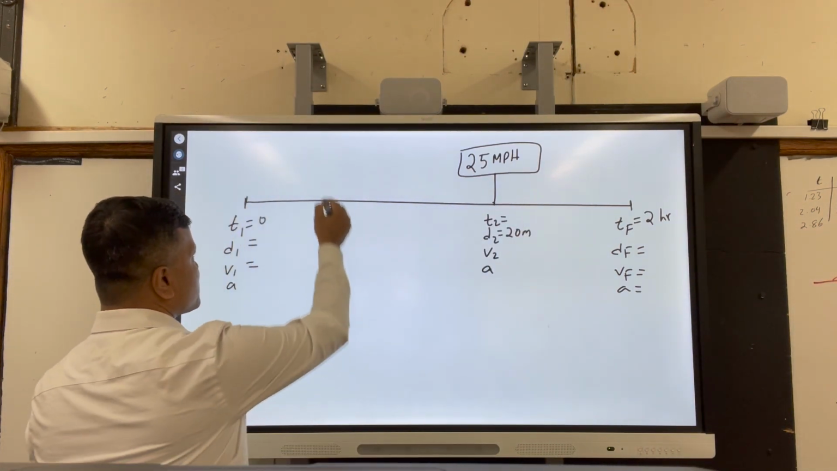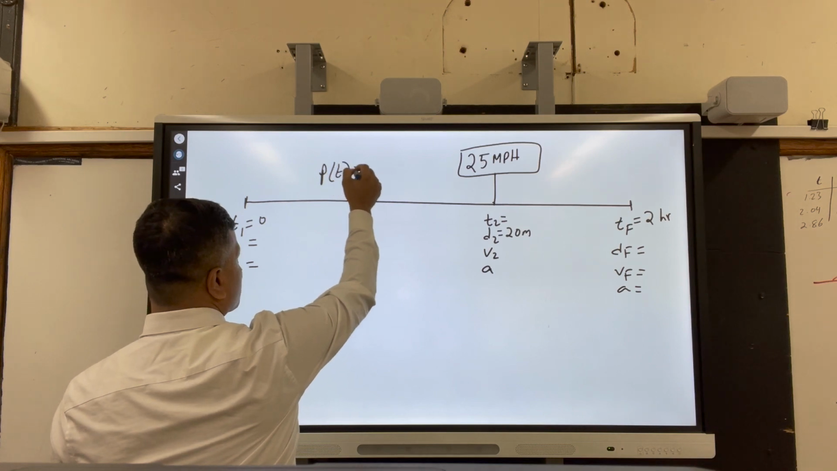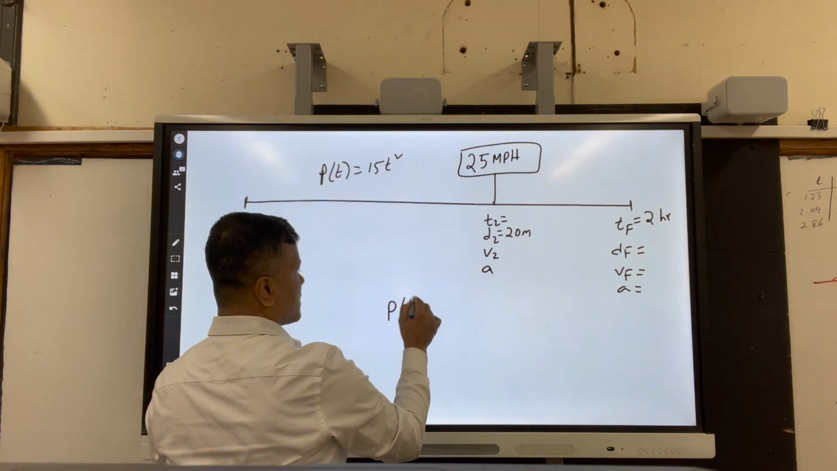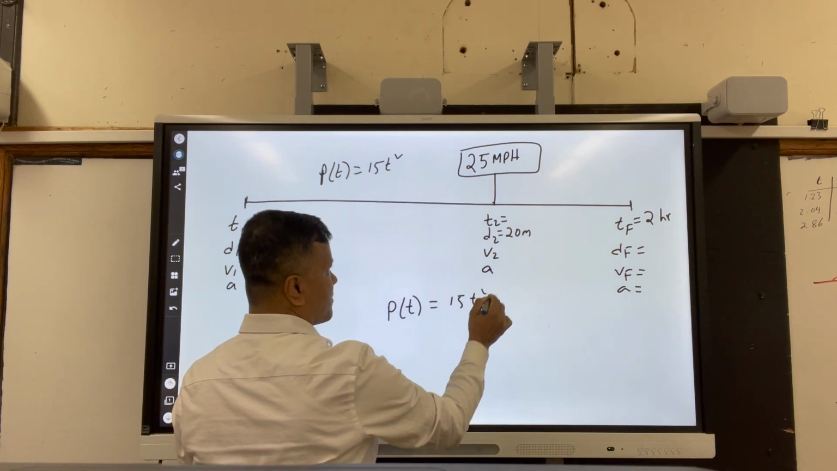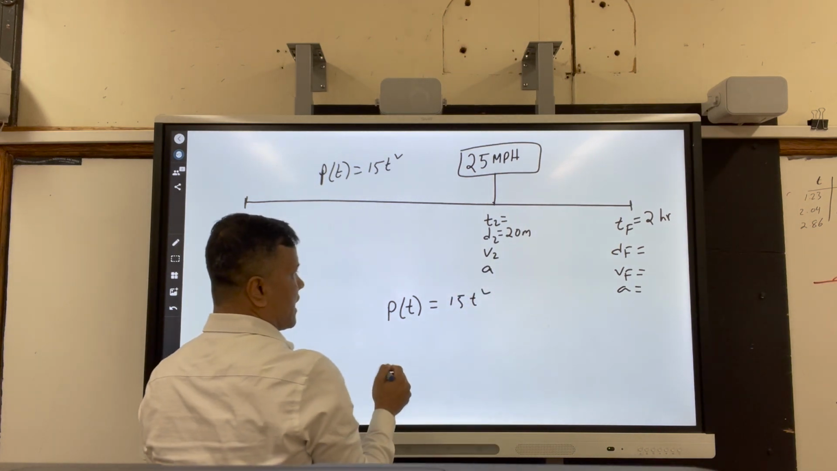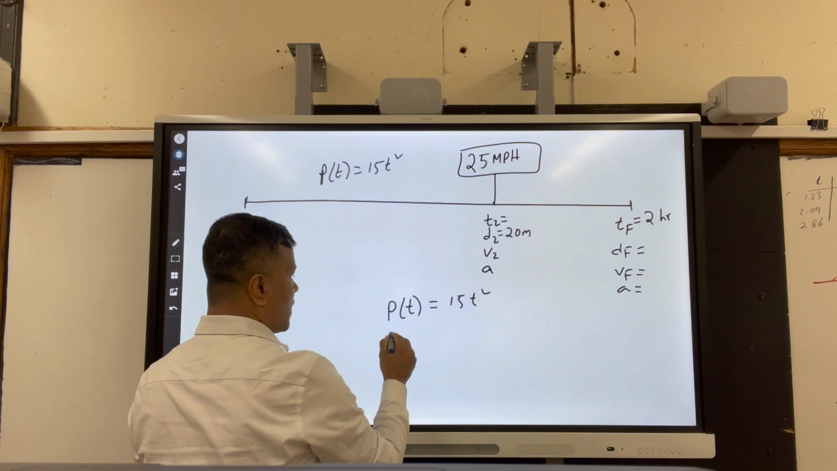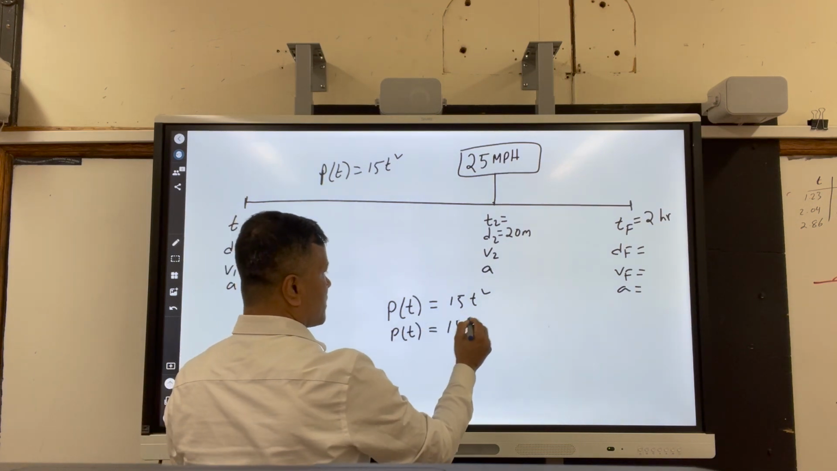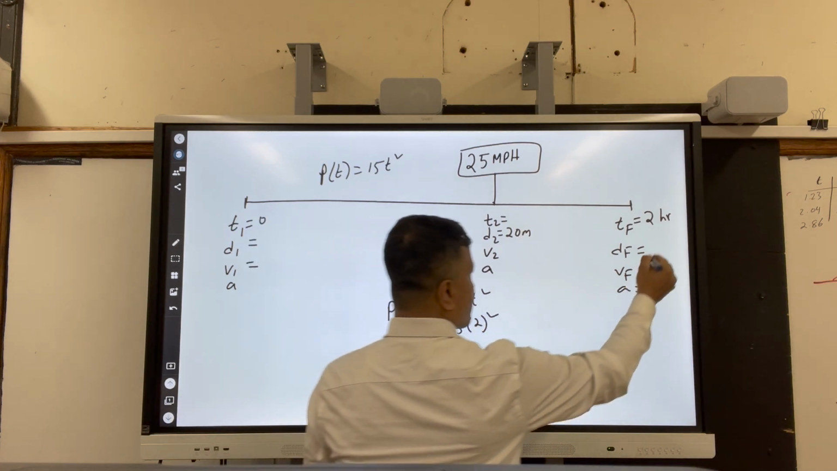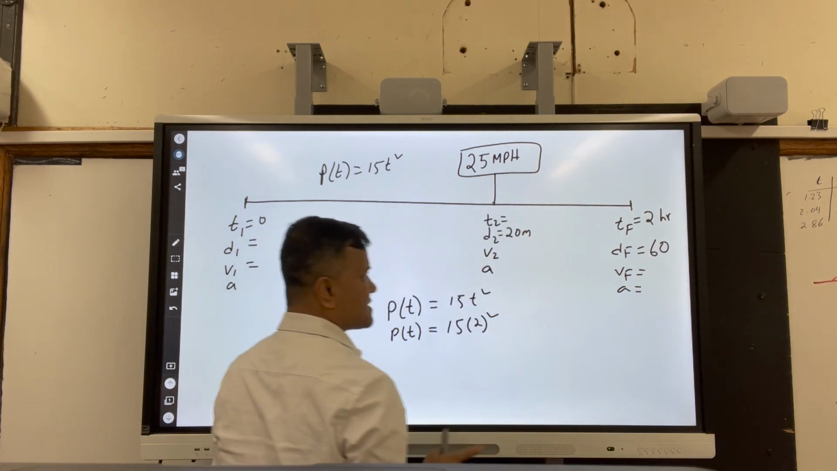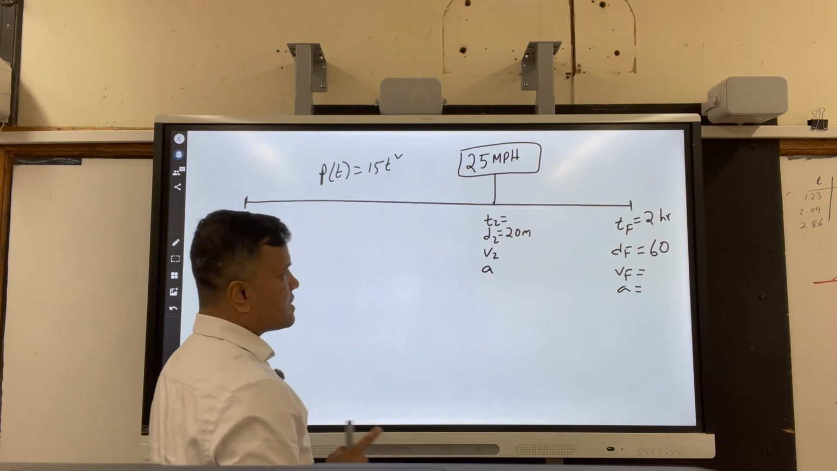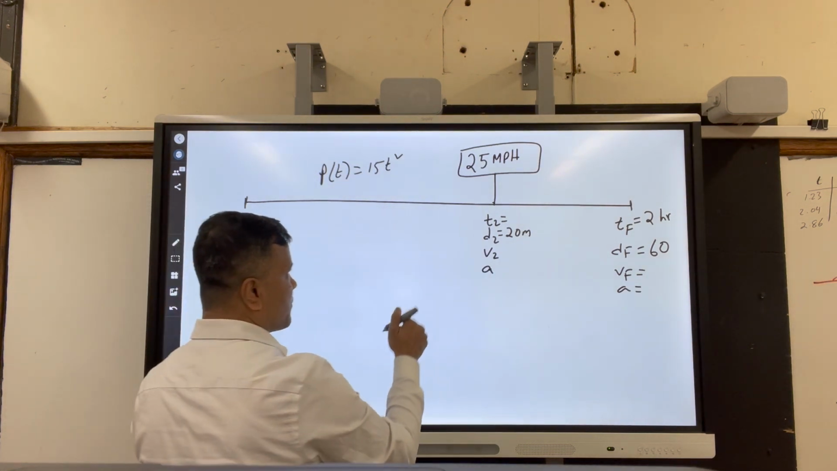You use the position function. Position function for Mr. Bari is 15t squared. So you are using the time. What is the time? 2. At 2 hours, you want to find how much he moved. He's spending 2 hours. So 60. I'm not going to write SI units because it's going to get too crowded. Velocity final, we're going to come back. Acceleration, we're going to come back. We want to find the time over here.